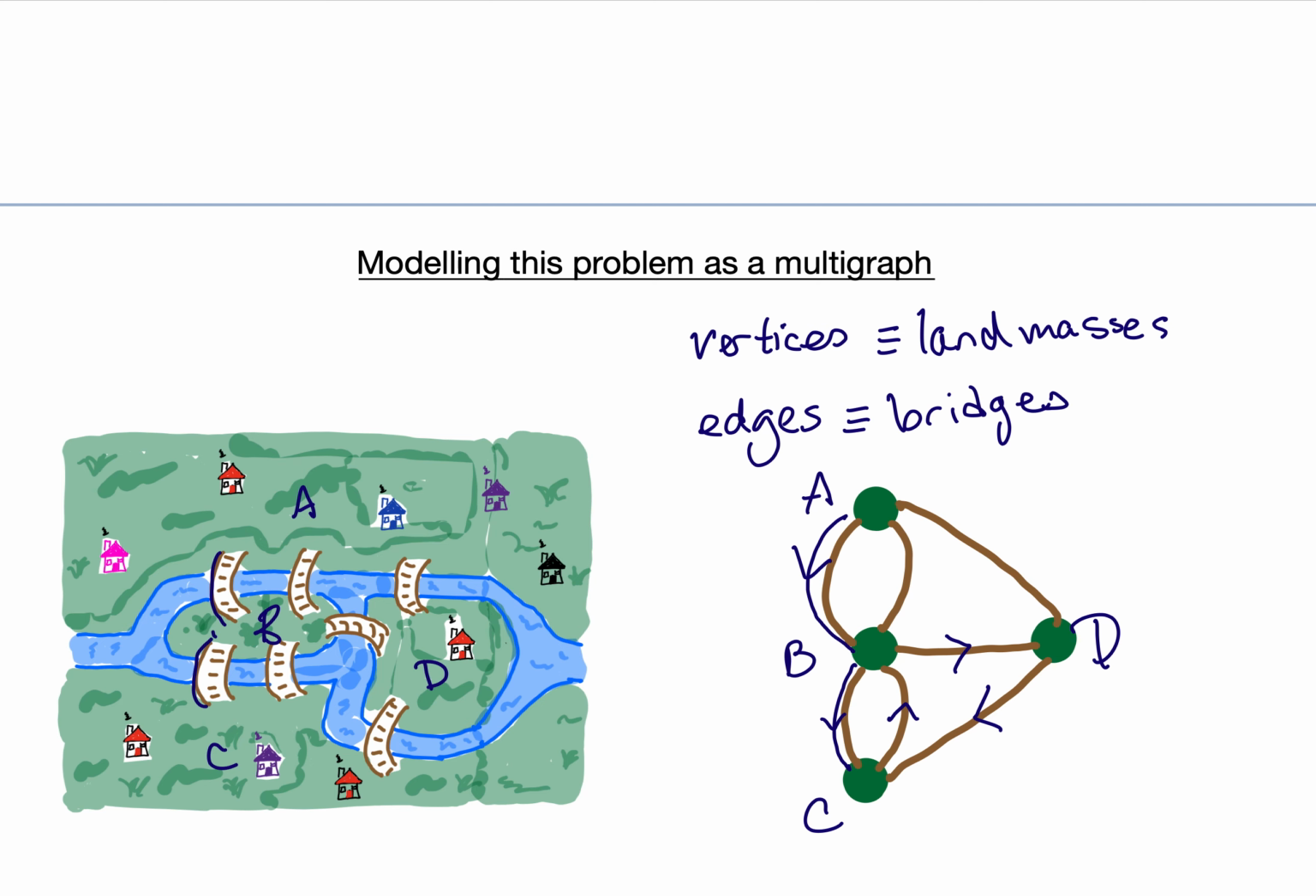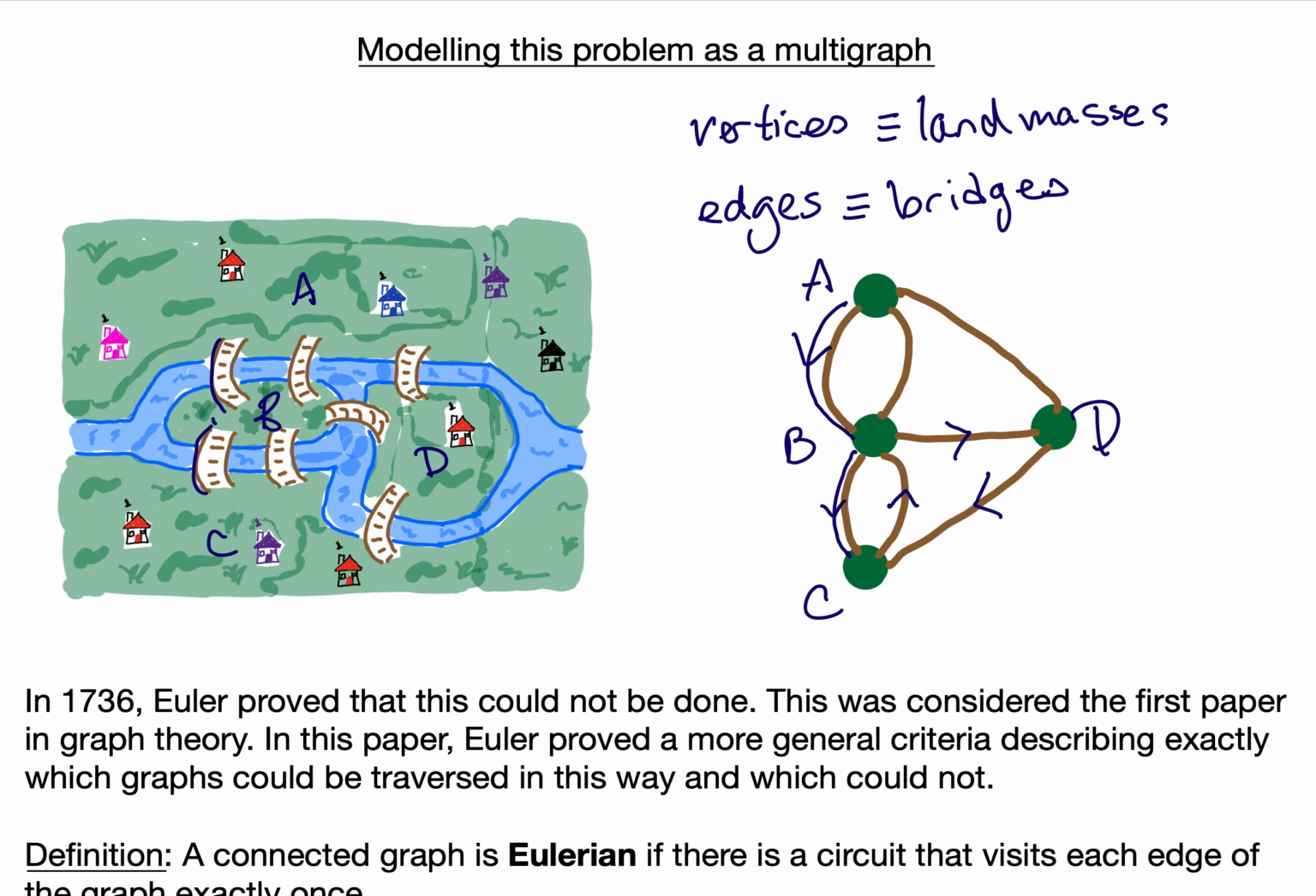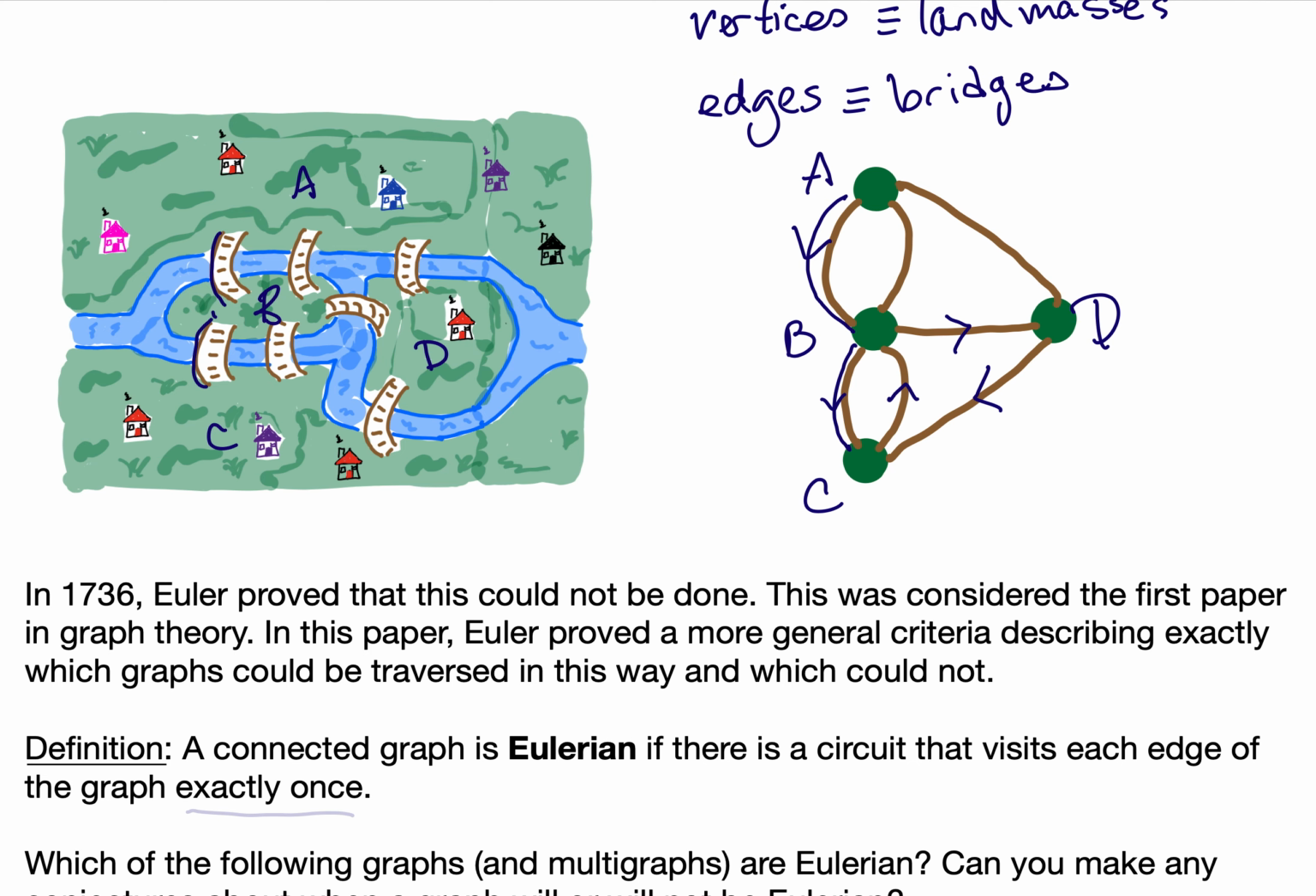In 1736, Euler proved that this could not be done. And moreover, Euler proved a more general criteria for describing exactly which graphs could be traversed in this way and which could not. This was considered the first paper in graph theory, and this was in fact done before any of the terms we've been using existed. So the term graph did not describe this type of mathematical object until the 1860s, over 100 years later. So he used a different type of language, but he did do an abstract drawing, kind of like what we see above.